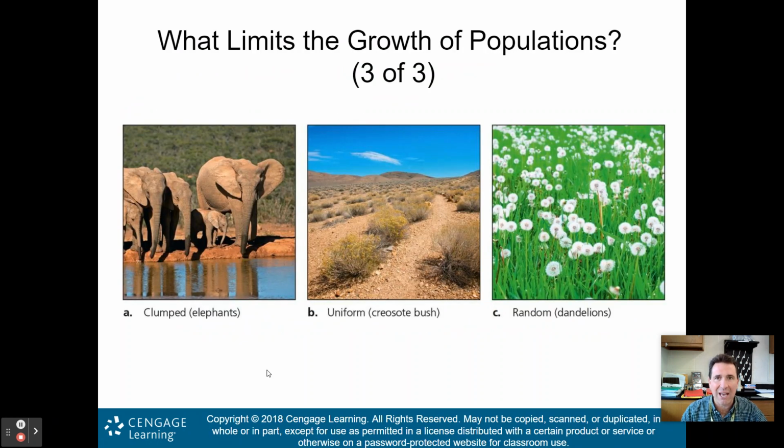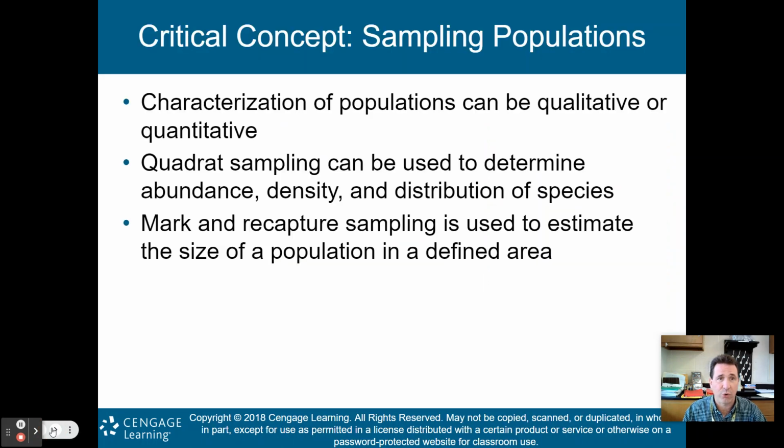So here are just some examples of how organisms deal with one another, right? So the first is clumped, which is most organisms living together in groups. Second would be uniform, like this type of bush that basically grows uniformly in the desert. And then random would be like dandelions, which basically wherever the seeds happen to land, that's where the dandelion grows. Okay, so understand these three ways that we get population distribution. These are your three main ways.